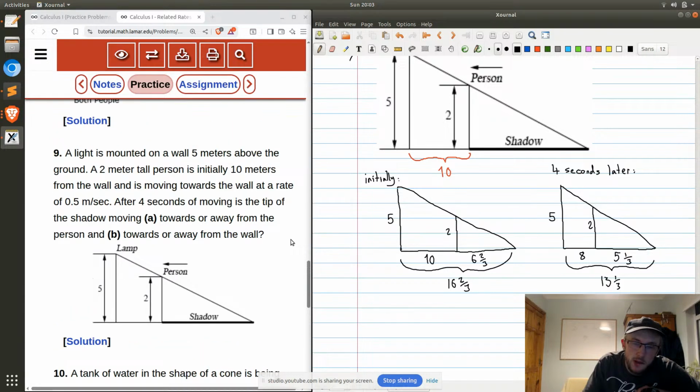And what's the actual question? After 4 seconds of moving, is the tip of the shadow moving towards or away from the person, and towards or away from the wall?